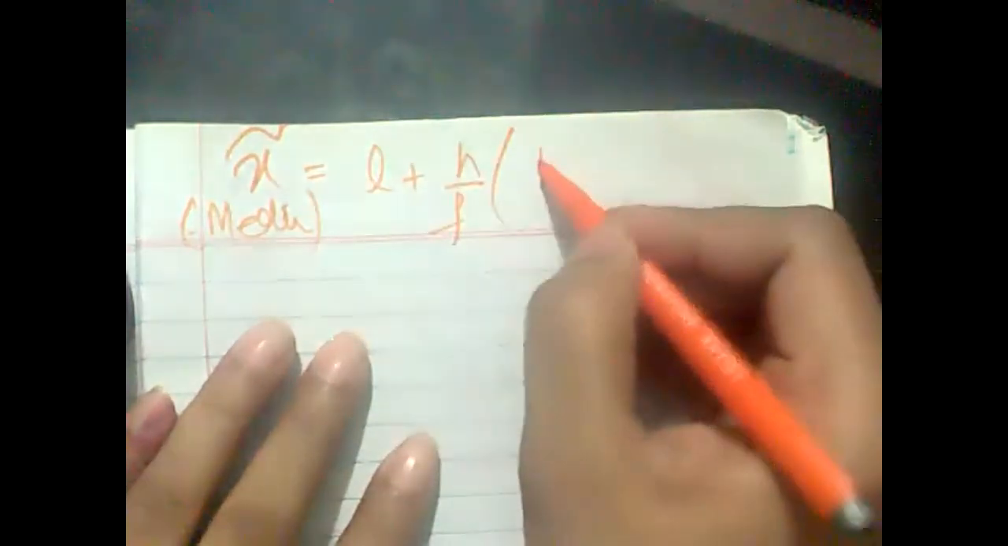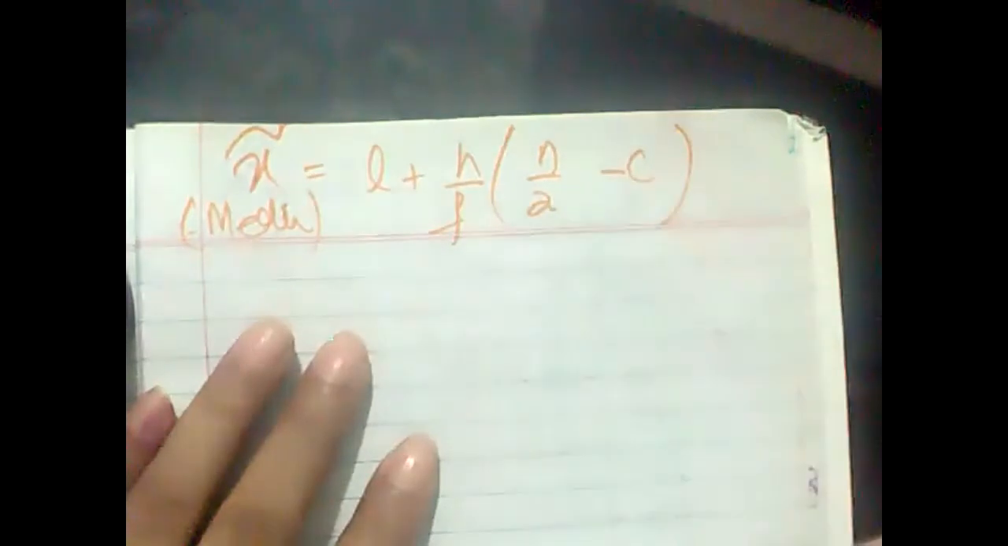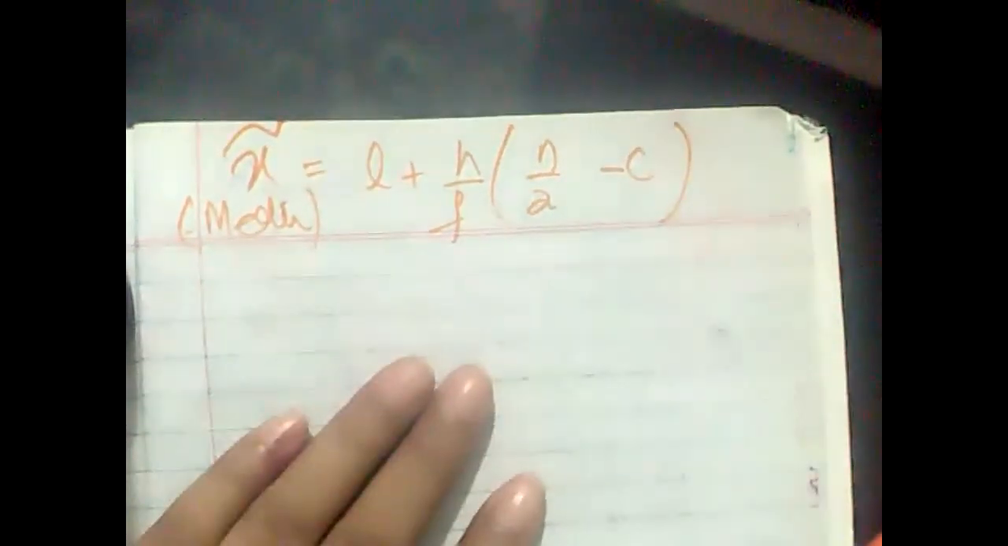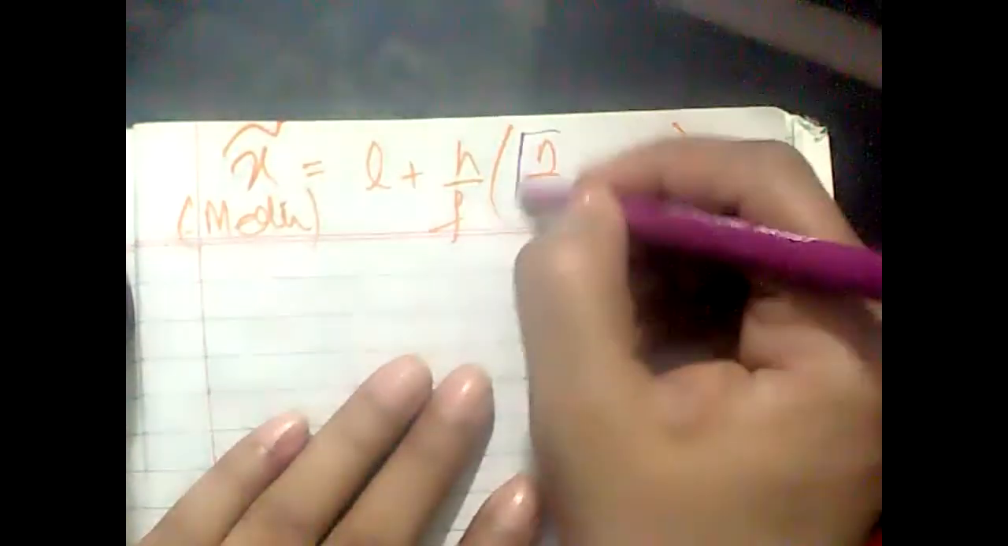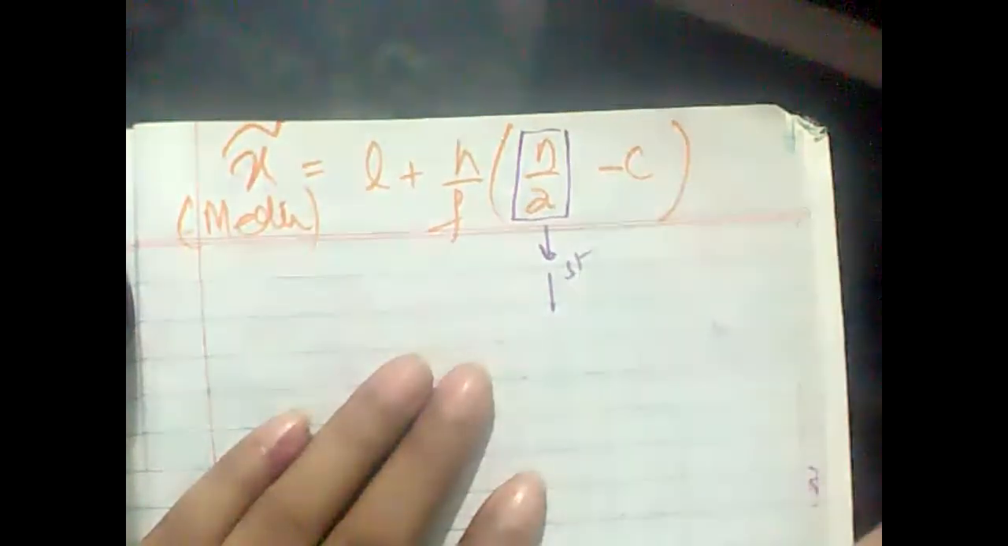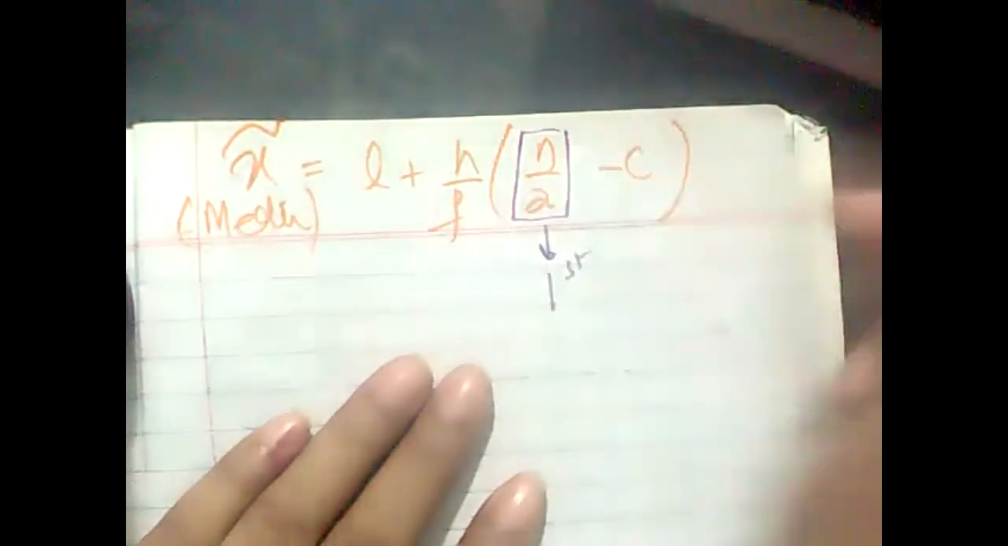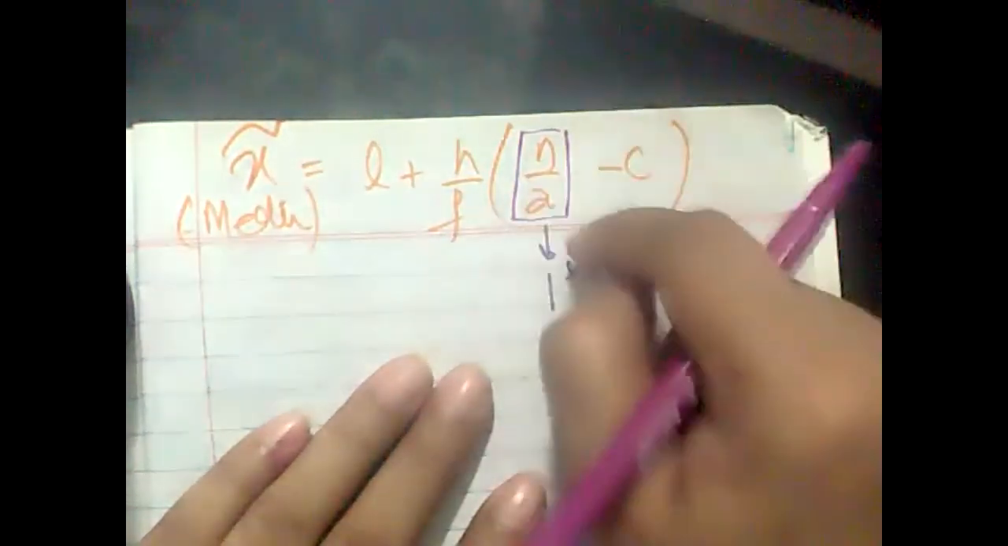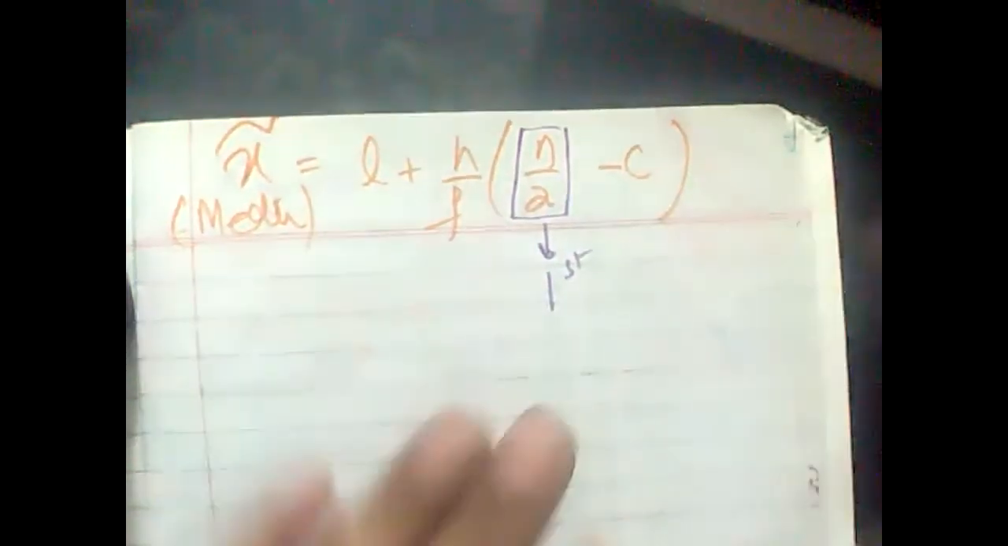Median symbol is this. What formula have we learned? L plus h upon f, n upon 2 minus c. Remember this, we did it yesterday? And do you remember what I told you? We always start from here. This is the first value-based step we start. N upon 2 is what? Median.